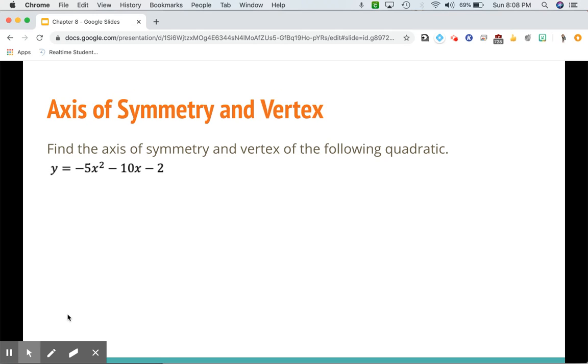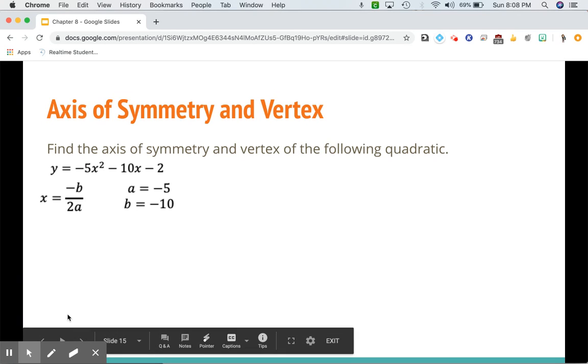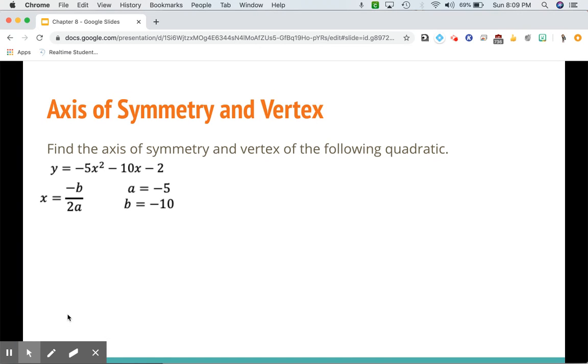Now we're going to look at a second example. So it's the same general process, just different negatives, different numbers, different values that we're going to be plugging in. So again, what we want to do is find the axis of symmetry and the vertex. So axis of symmetry formula is x equals negative b over 2a, and we want to identify our a value and our b value. Well, in this case, our a value is negative 5, and our b value is negative 10. So plug them in.